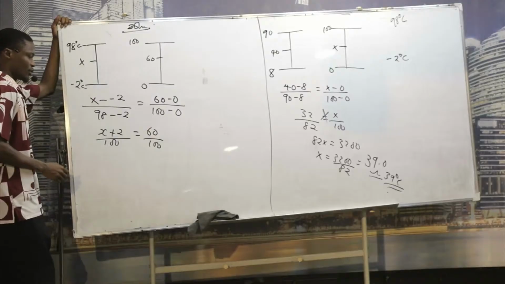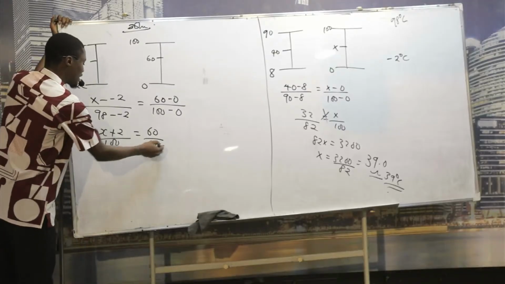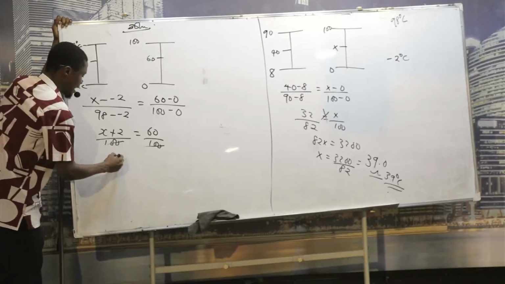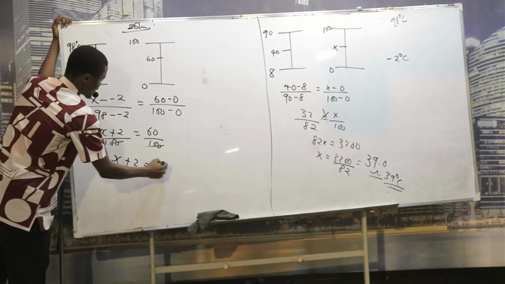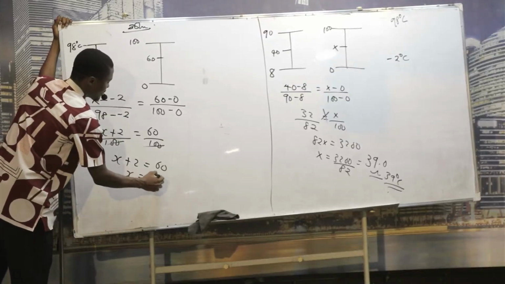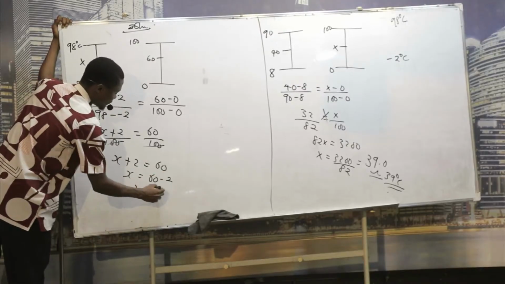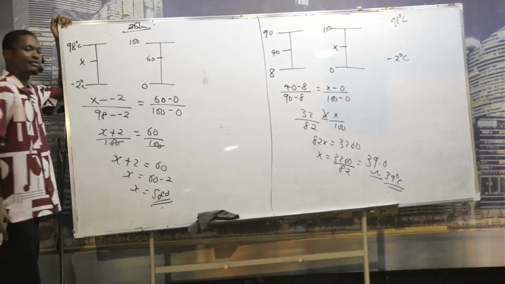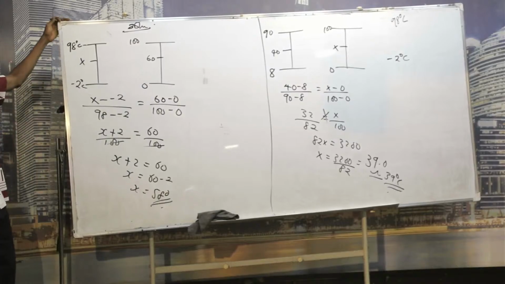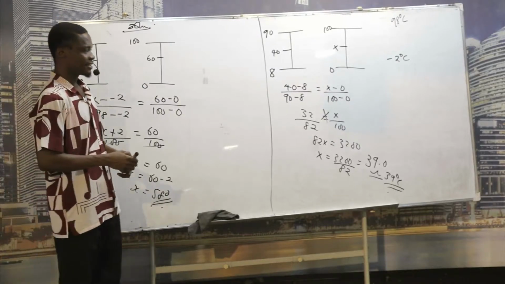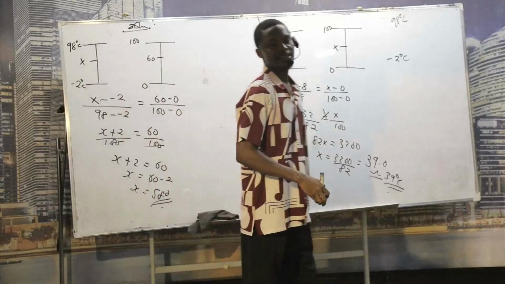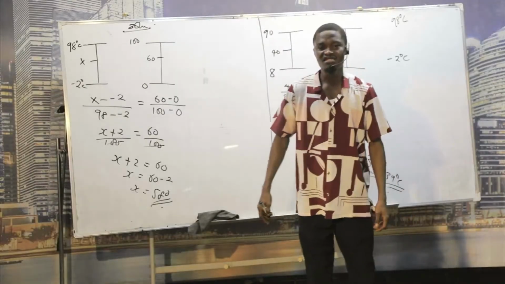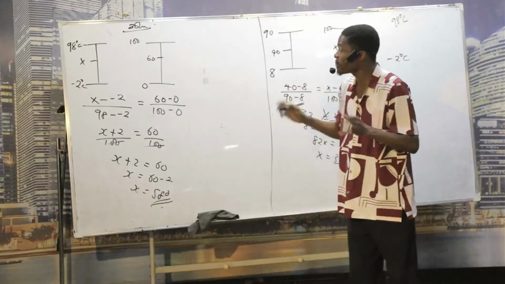Good. Then 100 can cancel 100, or you cross multiply however you want, but both of them can cancel out. Then x plus 2 is equal to 60. So x becomes 60 minus 2. And x becomes how many? 58 degrees. Did somebody get this? Good. At least we have some people that know their book.